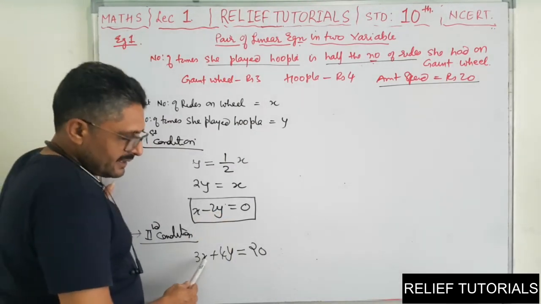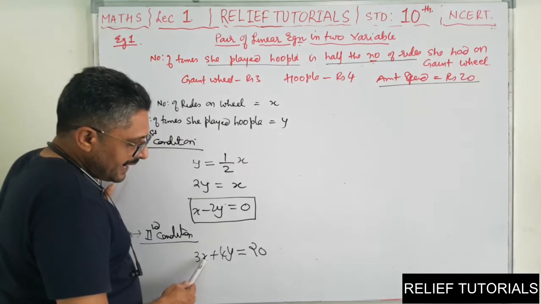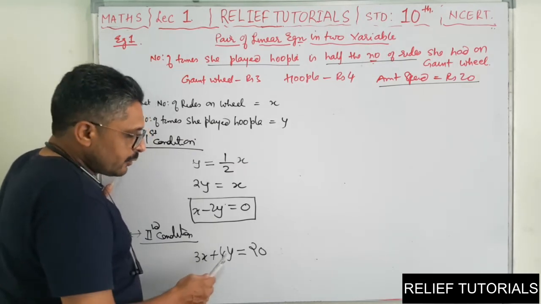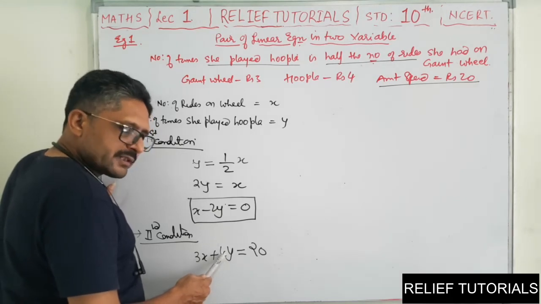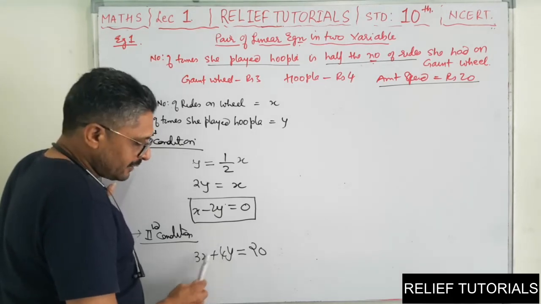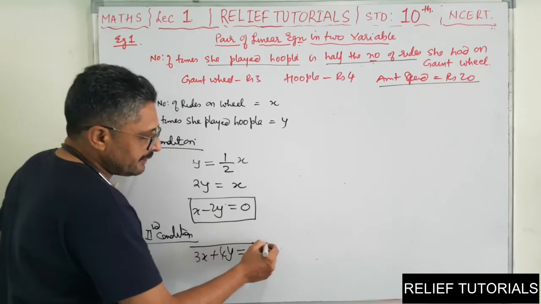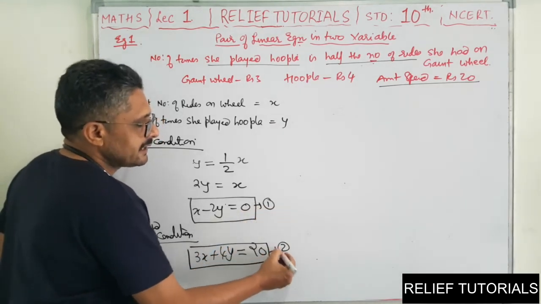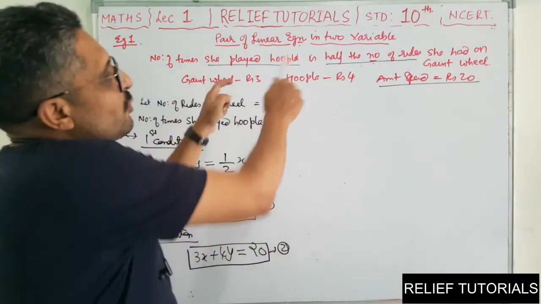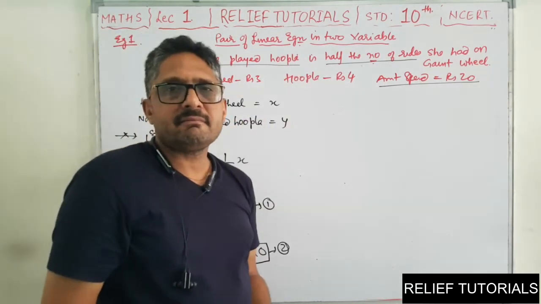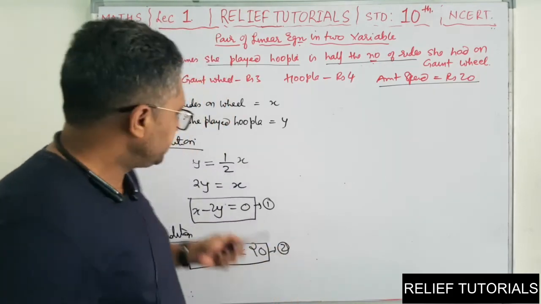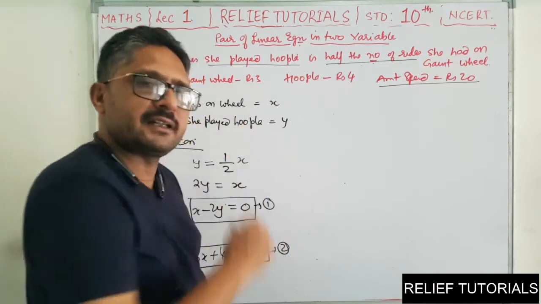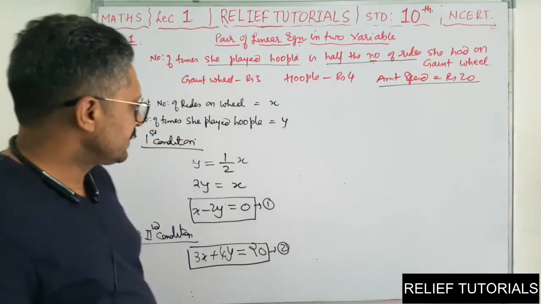Got it, friends? Cost of one ride on the giant wheel is 3. She had taken x rides, so 3x. Cost of one game of hoopla is 4 rupees. She had played y games, so 4y. So 3x plus 4y should be equal to 20, because the total amount spent is 20. This is equation 1, and this is equation 2. Based on the conditions given, you have to obtain two equations. Now you have to plot these two equations graphically. Clear?